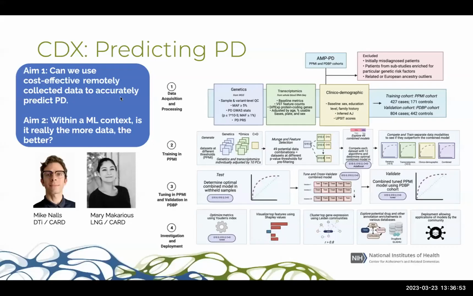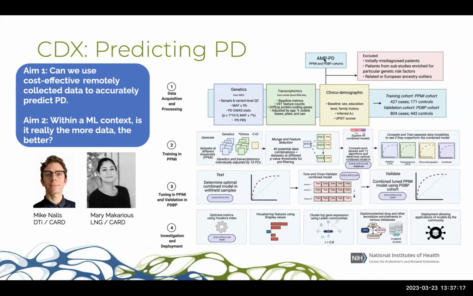All right, now let's go to the clinical diagnosis project. One of the projects that we have worked on, led by Mary and Mike, was to build models that would predict a person's susceptibility to Parkinson's disease, and whether they are going to get Parkinson's disease and when are they going to get it.